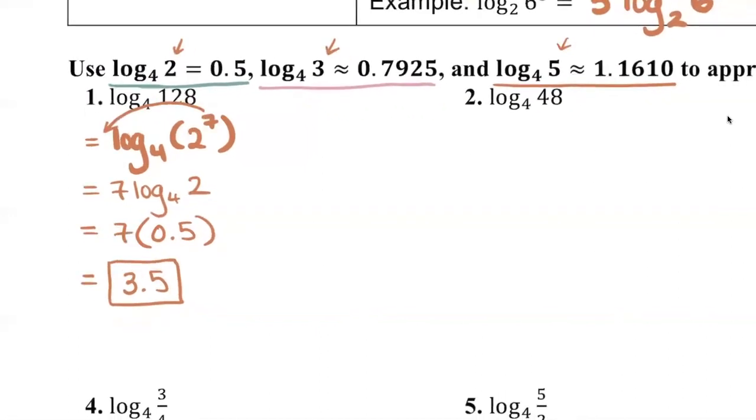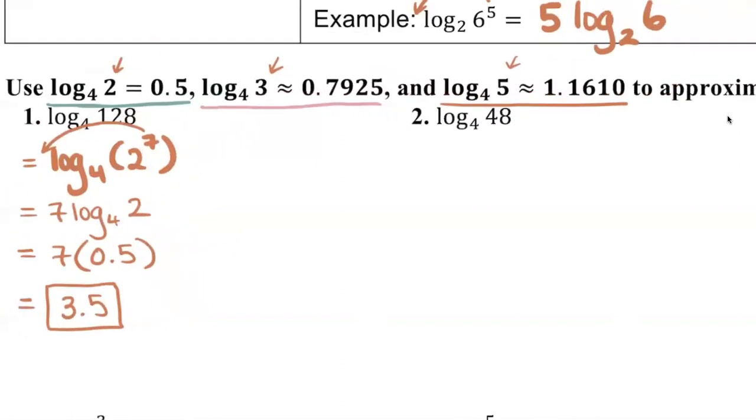Okay, let's try another one. Number 2, because these can be tricky. It's almost like trying to solve a puzzle. All right, so we have log base 4 of 48. Okay, so to get 48, if I do 2 times 2 times 2, I get 8. If I times another 2, I get 16. If I times another 2, I get 32. If I times another 2, I get 64. So I can't just do 2 to an exponent to get 48. I need something else.